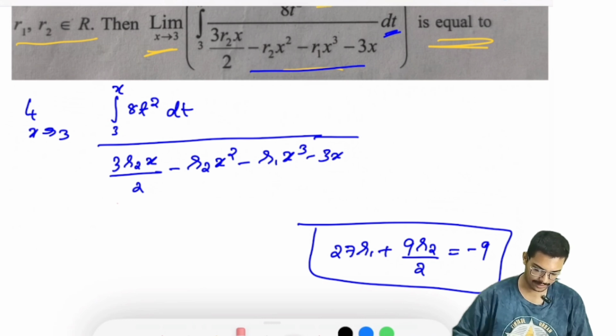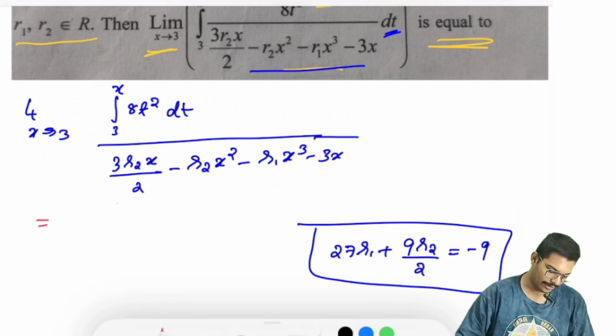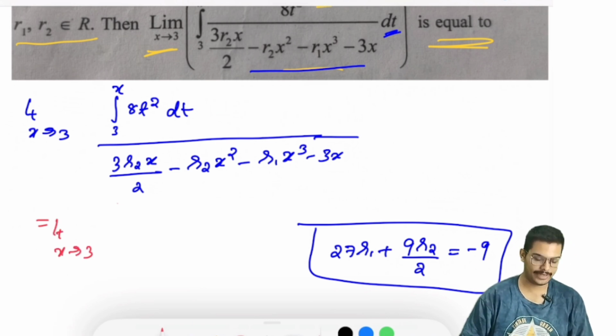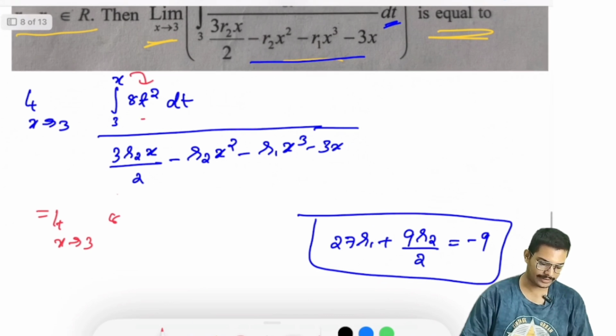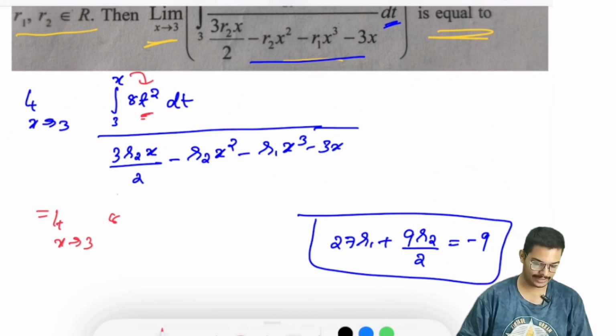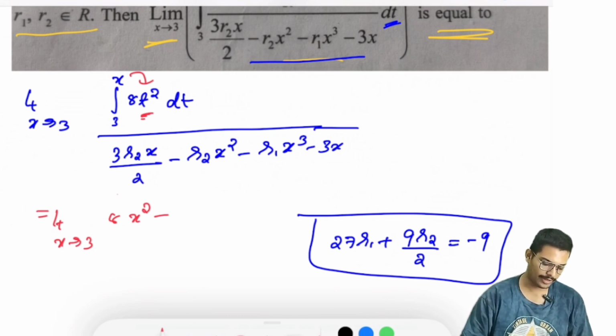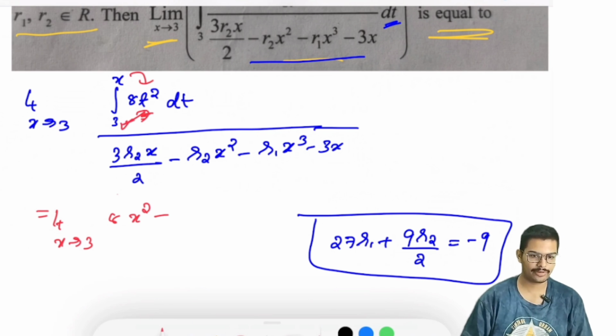Now we can apply L'Hospital rule. When you apply L'Hospital rule, the derivative of the numerator, limit x tends to 3, using Leibniz rule, 8 is constant. Just apply the upper limit on this t. Instead of t, put the upper limit function. It will be x square into derivative of x, which is 1, applying chain rule, minus when you apply the lower limit, it is a value. So the derivative of this 3 will be automatically 0. No need to proceed with that part.